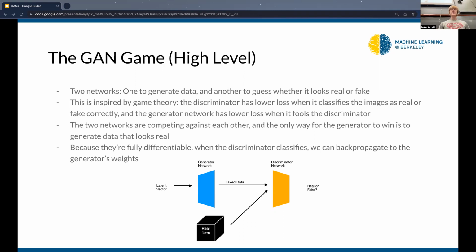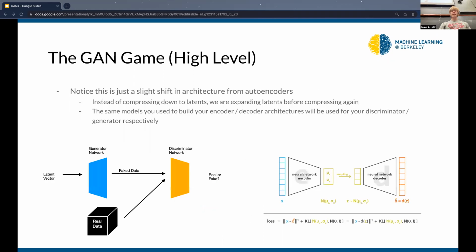And because everything here is still fully differentiable, all of our linear layers, convolutions, all of it's still entirely differentiable, we can still backpropagate all the way through from our discriminator's output, from the classification that it does, all the way back to our generator's weights. So we can still run gradient descent and all of that. But yeah, that is the high level for GANs here.